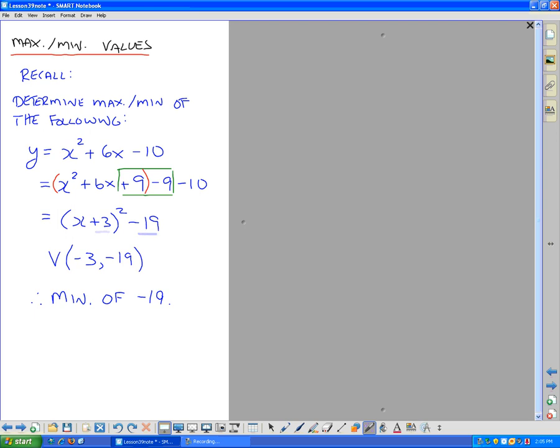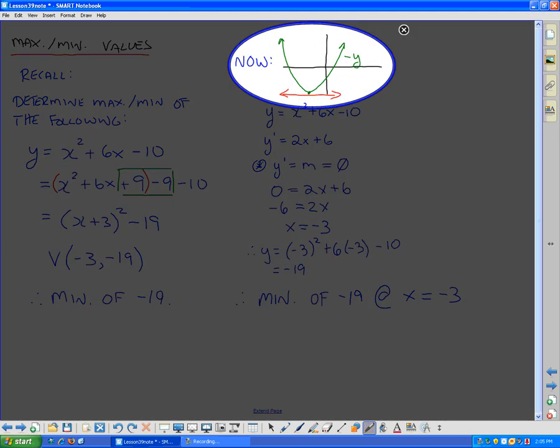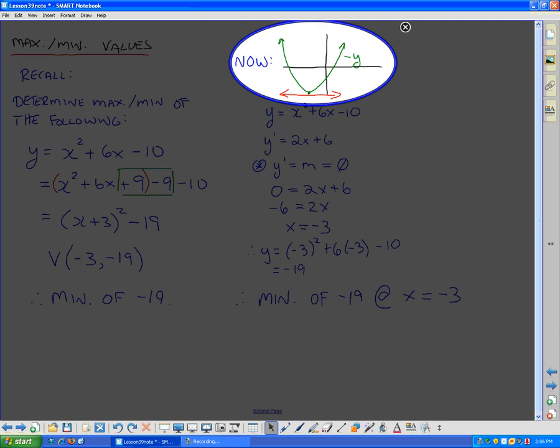Are you going to have to complete the square this year? Absolutely not, because we have a better method to find max min. If you look at the picture here, up at the top, for a parabola, what do you know about the vertex? The vertex is the point where the slope of the tangent line changes from a negative slope to a positive slope. The location of the vertex is where the slope of the tangent line is 0.